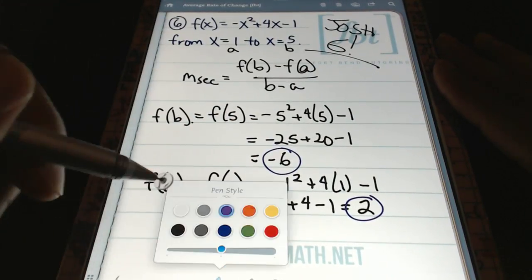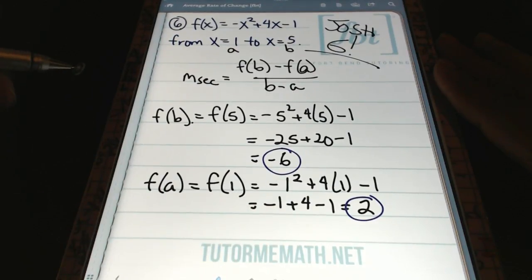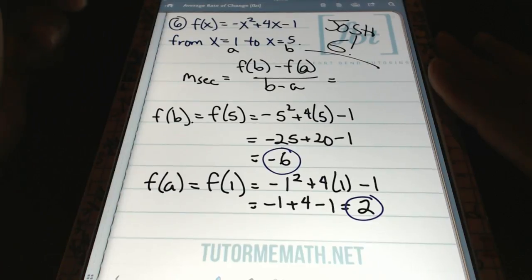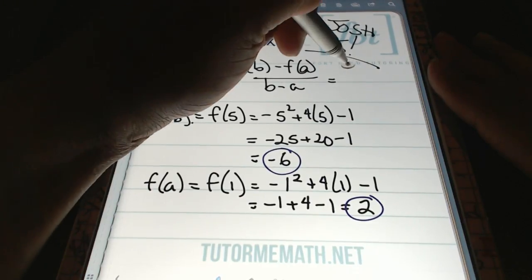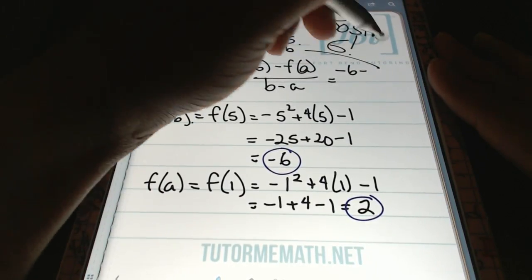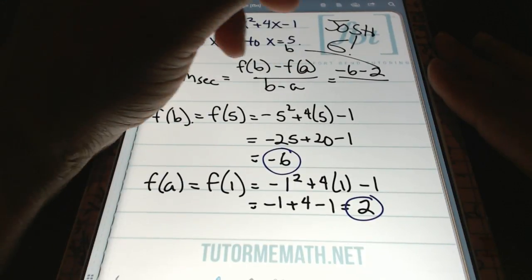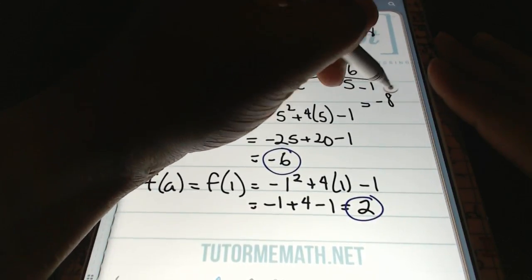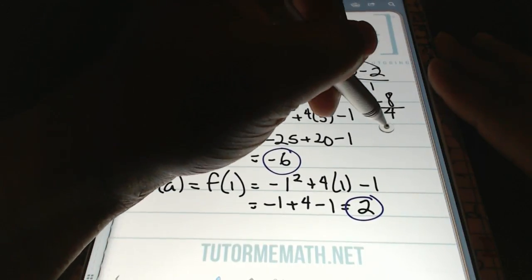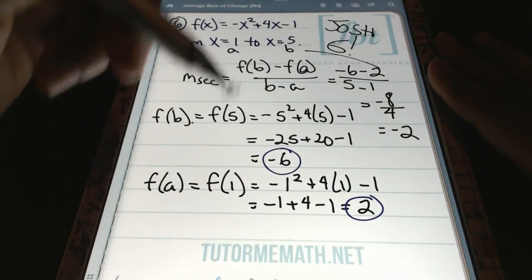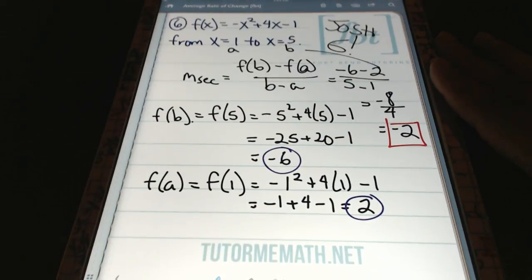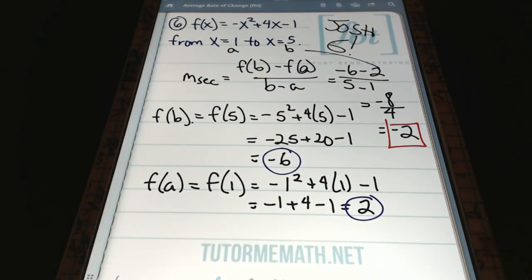Now plugging these values in, let's see what happens. If we go back up here where we have our formula, we can plug it in as negative 6 minus 2 divided by 5 minus 1. What happens here? We end up with negative 8 divided by 4, and so we end up with our average rate of change being equivalent to negative 2. And of course, we will be red boxing that. And there we go.